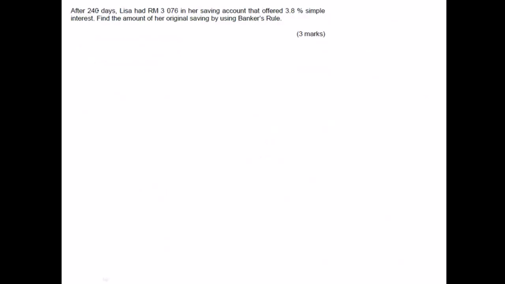Next question. After 240 days, Lisa had RM 3076 in her saving account that offered 2.8% simple interest. Find the amount of her original saving by using banker's rule. Okay, what is banker's rule? Banker's rule is when we use exact time over 360.